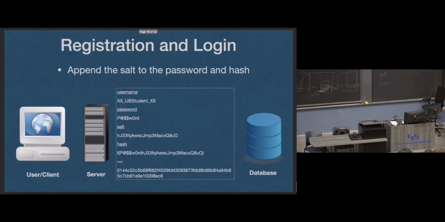We append the salt to the end of the password that they gave us. So we have the password that they gave us, then we appended that salt to the end of it and took a hash of that value and got our salted hashed password. So a salted hash of the password that the user gave us.